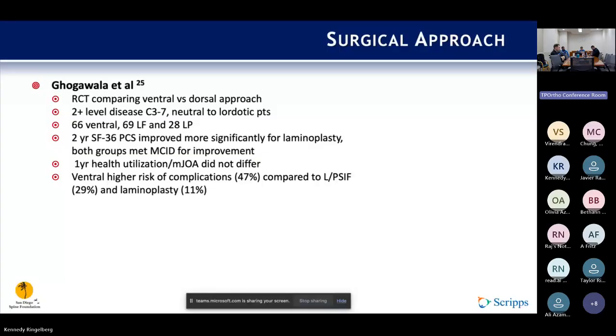The other important thing to point out is that patients who had anterior surgery had a much higher risk of complications overall. You can see that almost half of those patients had some kind of complication compared to posterior approaches. The laminectomy and fusion group had a 29% rate of complication, and laminoplasty only an 11% rate of complication.